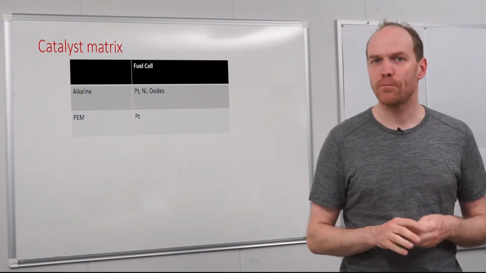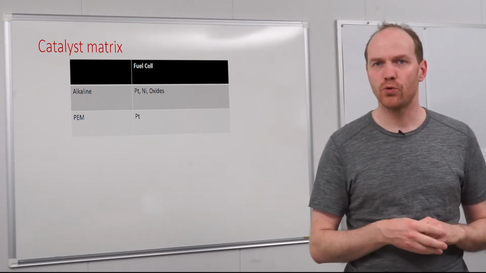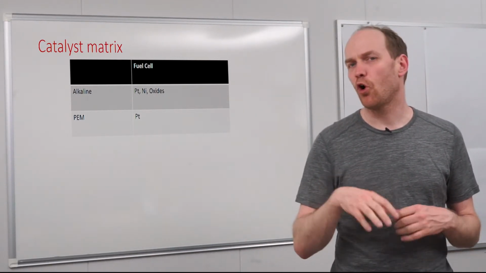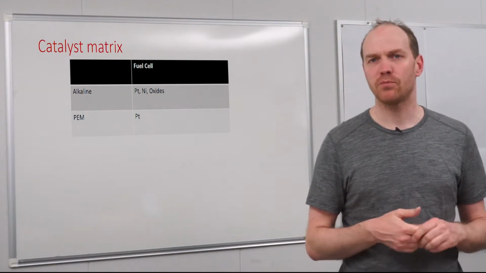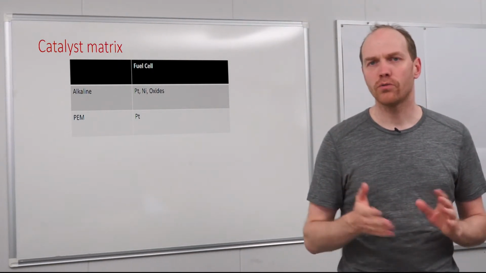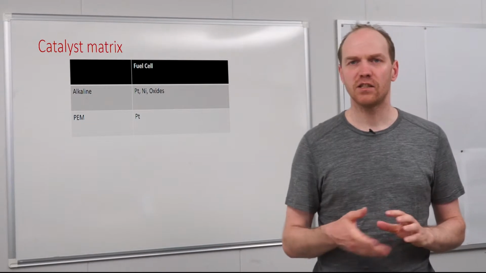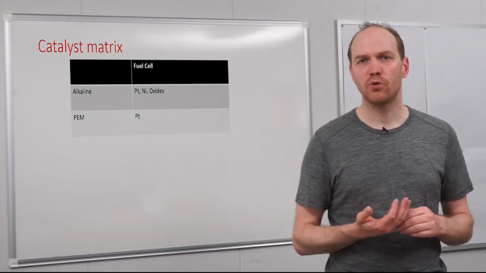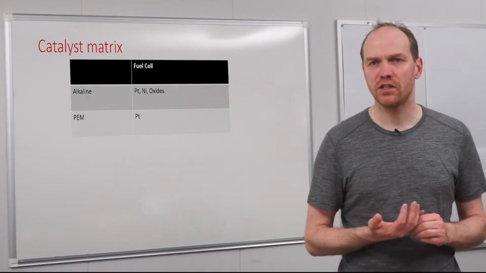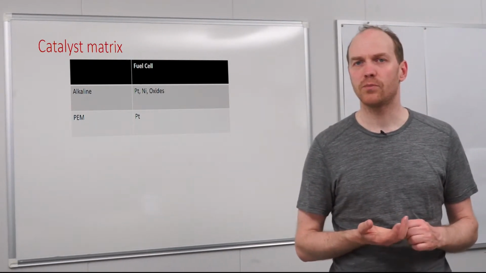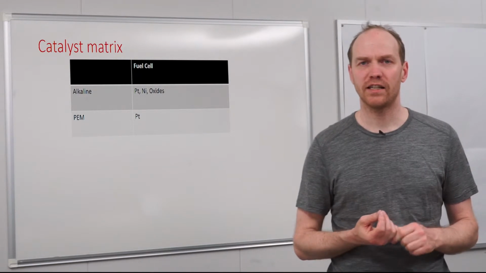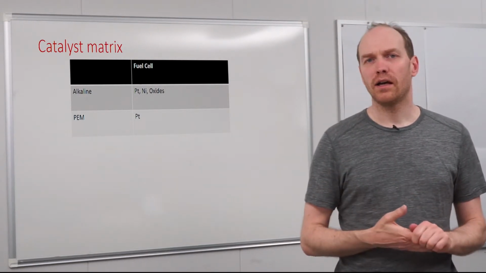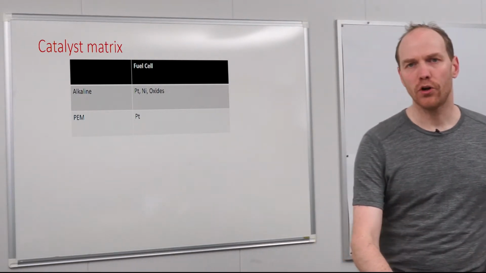Well, it can be platinum. The same goes for the PEM fuel cell system, where we almost exclusively have the platinum-based materials available. Other materials have been suggested, but not with as high activity and stability. But in the alkaline system, we can get almost as high activities and stabilities with nickel-based materials and different kinds of oxides. So we have more catalyst materials available.